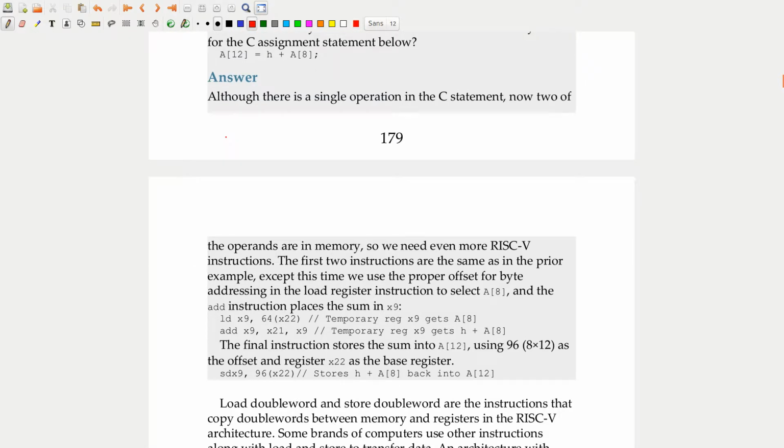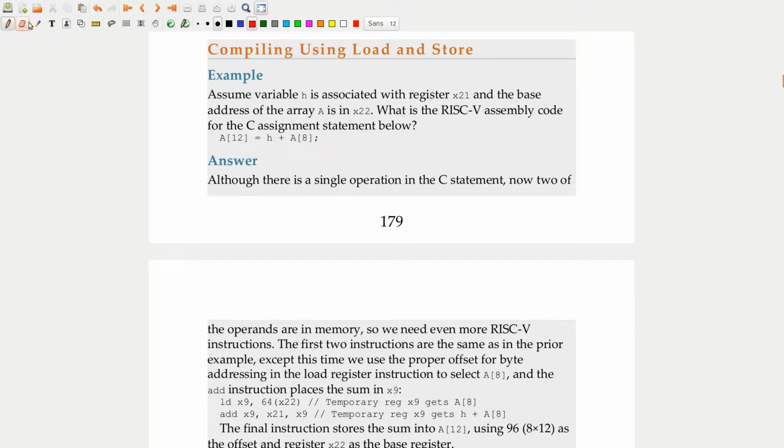Okay. So let's see what they do here. So here they're going to give an example.